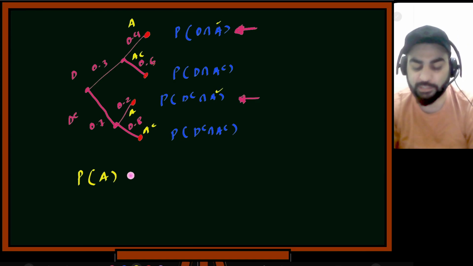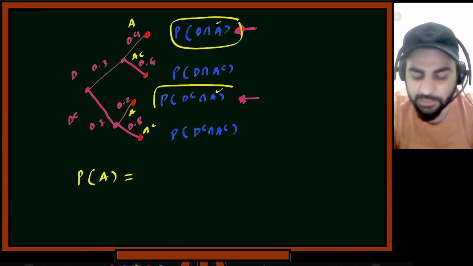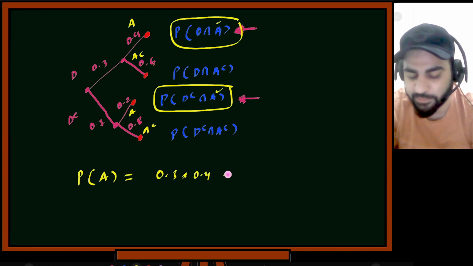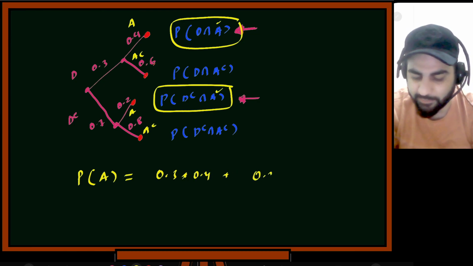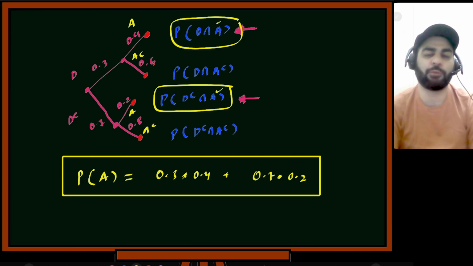How many of you understood this? Sir. Okay, now what's the probability? I just add up the probability of these two branches. So 0.3 multiplied by 0.4 plus 0.7 multiplied by 0.2. That's it. This is the answer. So how many of you understood this now?